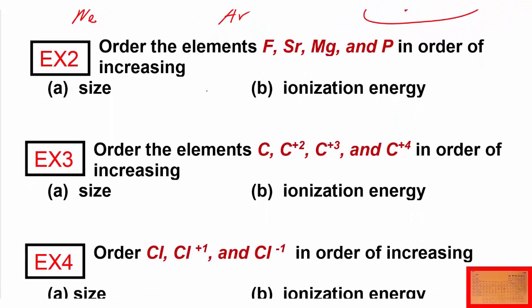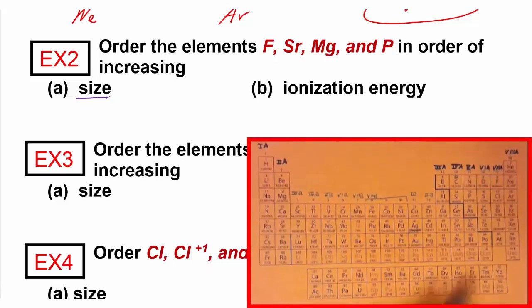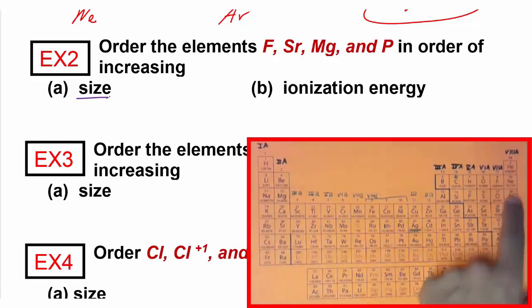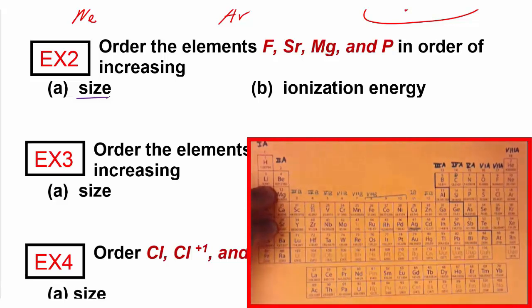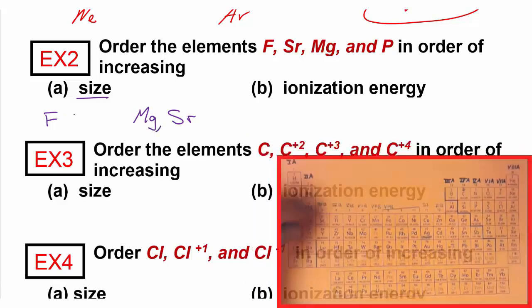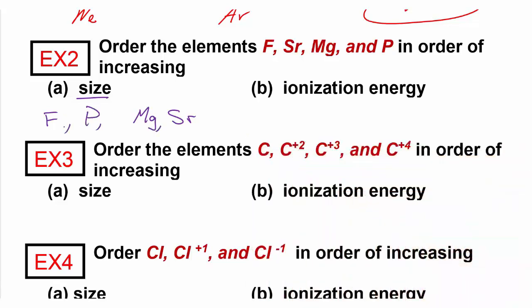Order the elements, fluorine, strontium, magnesium, and phosphorus, in order of increasing size. So here's fluorine, strontium is way over here, magnesium, and phosphorus. So strontium is definitely going to be the largest. Fluorine is going to be the smallest. How about magnesium? Magnesium is pretty close to strontium. Phosphorus. So there's my increasing size.